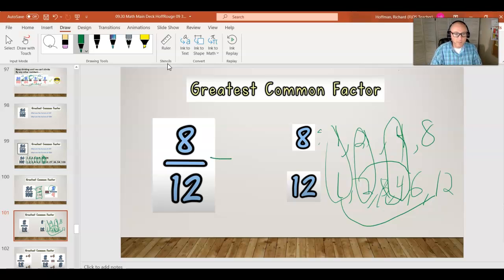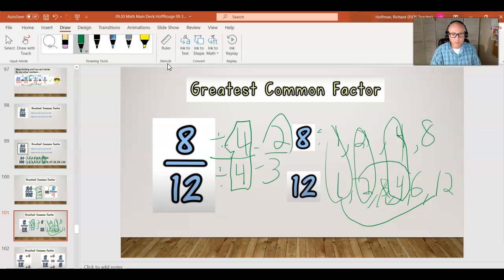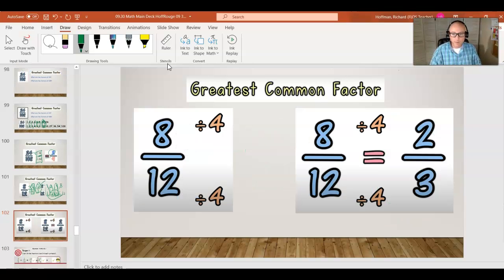So let's just divide this by 4 over 4, which is the same thing as dividing by 1, which really gives us an equivalent value. The equivalent value of 8 over 12 in lower terms is 2/3. 8 divided by 4 is 2, and 12 divided by 4 is 3. 2/3. Let's go. There it is.